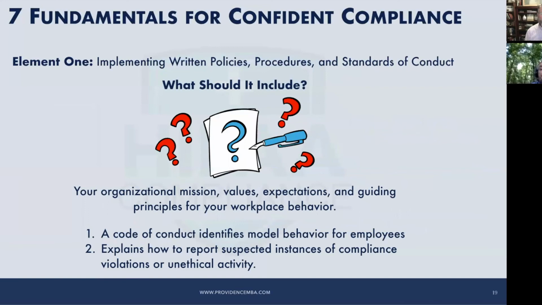So, what should be included in that? Tim, I've taken a couple of things that we will work with practices on to make sure that information is in there. Your organization's mission, values, expectations, and guidelines, principles for your workplace behavior, should include, number one, a code of conduct which identifies model behavior for employees. Tim, you would think this is standard with businesses in general.